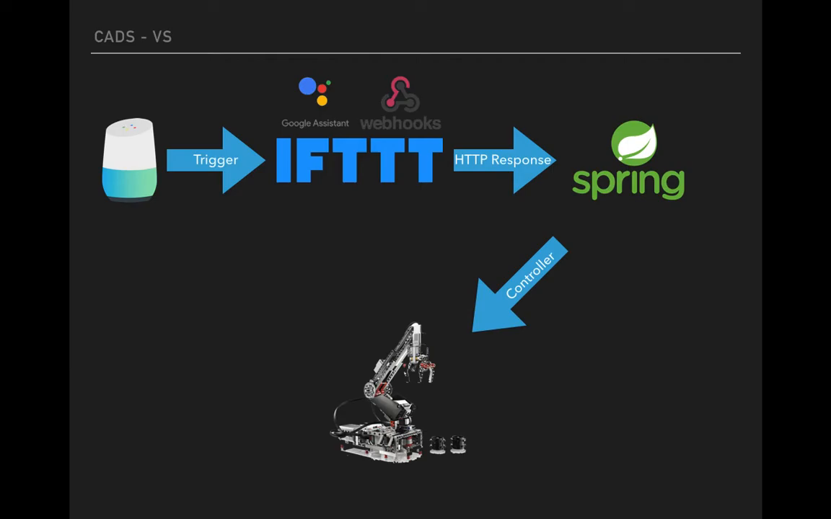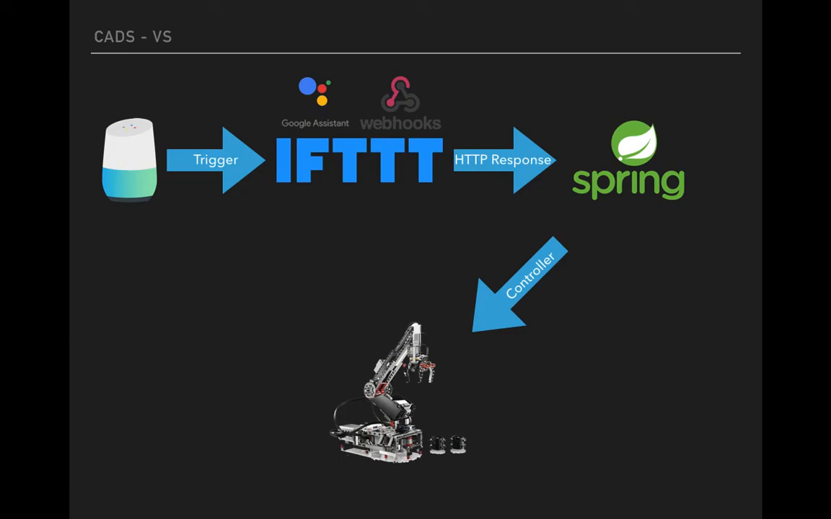Our service will be started when the Google Home receives a new voice command, for example, move vertical 100, and that will automatically trigger a webhook. So what is the webhook? It is an applet that allows us to create web requests, and those web requests are then made directly to the Spring web service that we created.